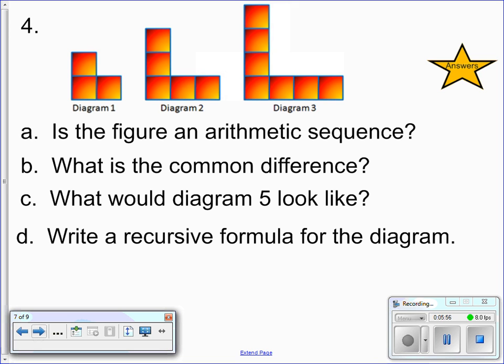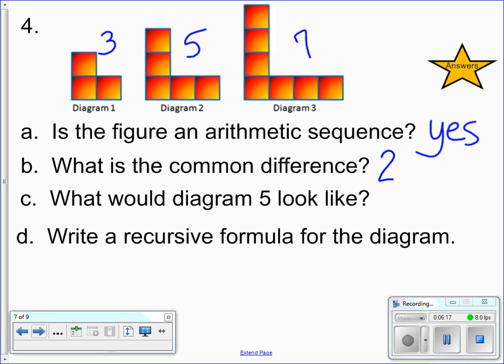Now this one we have a diagram, and it says, is the figure an arithmetic sequence? Well, let's see. This first diagram has 3 boxes. This one has 5 boxes. And this one has 7 boxes. So yes, this is an arithmetic sequence. What is the common difference? Well, it's going from 3 to 5 to 7. So my common difference is 2.